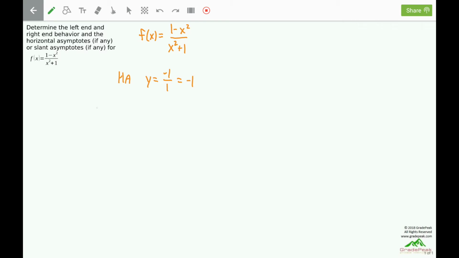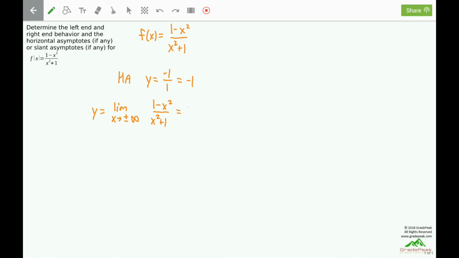Now to show that this is the case, the horizontal asymptote is found by y equals the limit as x approaches positive or negative infinity of the function 1 minus x squared divided by x squared plus 1. Since the function is a rational function, a polynomial over a polynomial, the limit as x approaches positive infinity and as x approaches negative infinity will be the same thing.